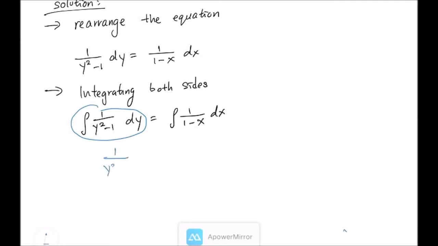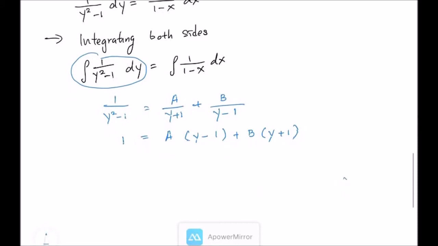1 over y squared minus 1 equal to a over y plus 1 plus b over y minus 1. So y plus 1 multiplied with y minus 1, you will get y squared minus 1. So we solve this equation using partial fraction expansion.